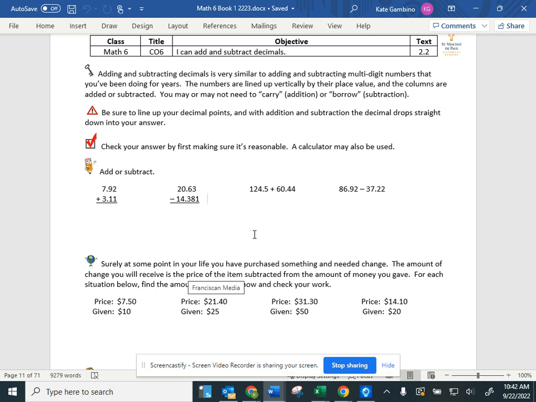Prior knowledge, why do you think I'm saying that? Why does stacking play a key role? What do we have to do when we add and subtract decimals? James? We have to line up those decimal points.